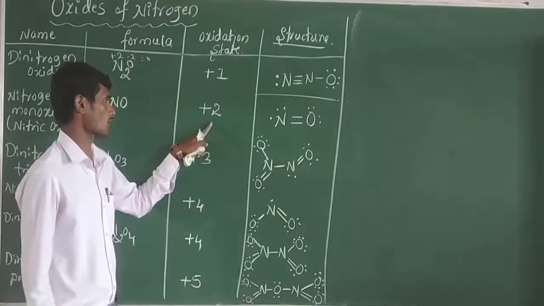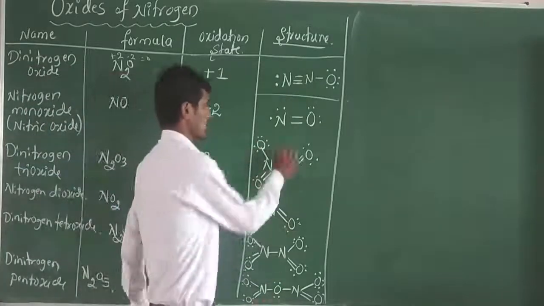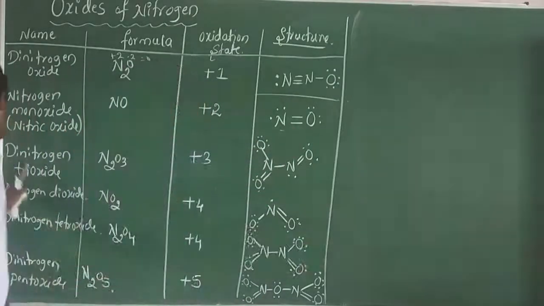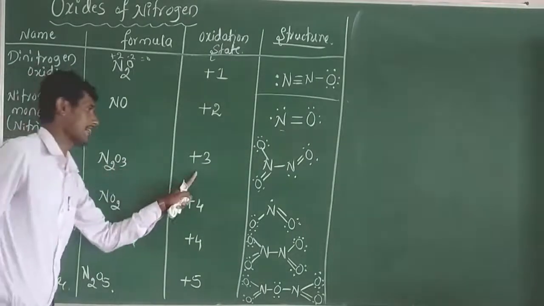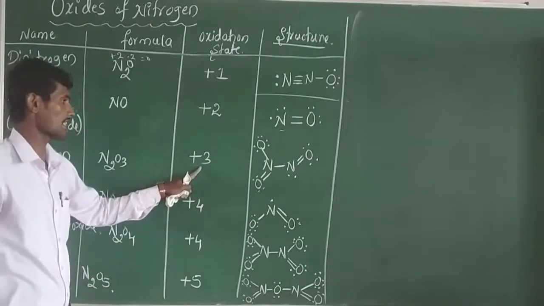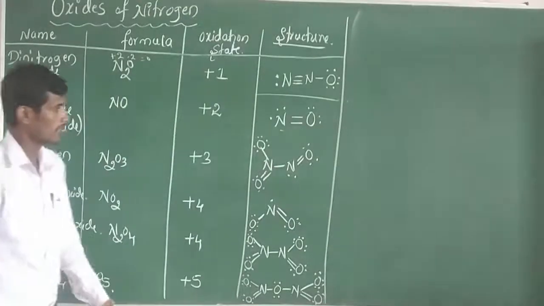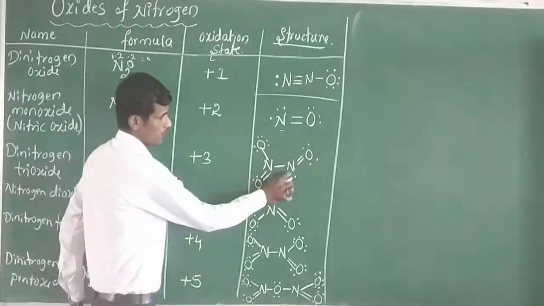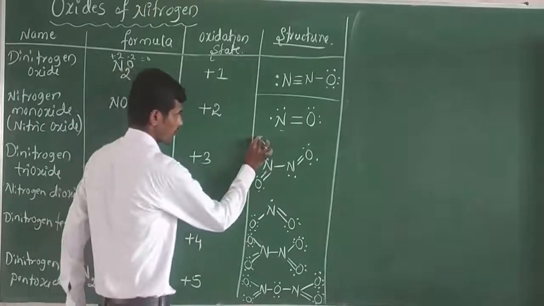Oxidation state of nitrogen in nitric oxide is +2, and the structure is written here. And another one, dinitrogen trioxide. In dinitrogen trioxide, the oxidation state of nitrogen is +3 and the respective structure is like this. Here 2 nitrogen atoms and 3 oxygen atoms are arranged.